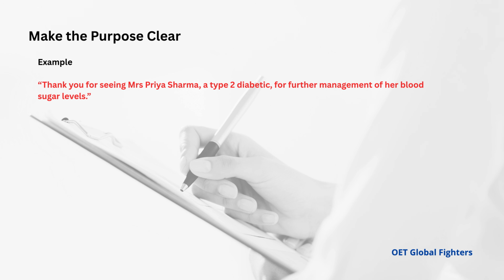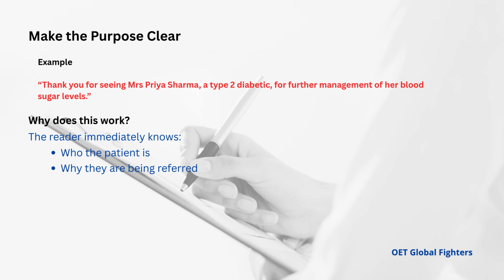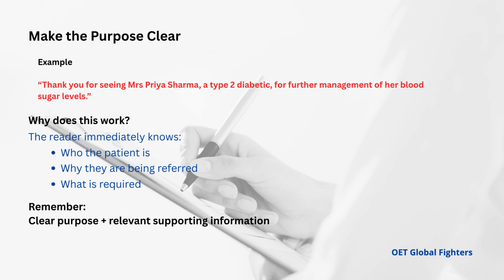Now, let's look at an example from the OET guide. One of the examples is a referral to an endocrinologist for further management of a patient's blood sugar levels. The guide gives this kind of opening. Thank you for seeing Mrs. Priya Sharma, a type 2 diabetic, for further management of her blood sugar levels. Now, why is that a good opening? Because after reading that sentence, I already know the main reason for the letter. I know the patient. I know the clinical issue, and I know why the specialist is being contacted. There's no mystery. The purpose is clear.